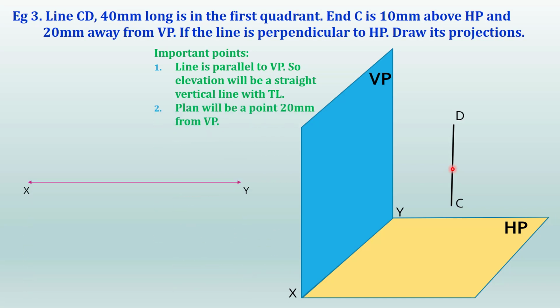First draw the XY line, the reference line. Then draw the projector. Then mark C dash, which is at a distance of 10 mm, right? So from here you will get a true length line. So D dash will be at a distance of 40 mm from C dash. Now the plan will be a point. So when you look from the top, you can see this point D. C will be exactly below the point D, so you have to put C inside the bracket. So this is the orthographic view for the given question.